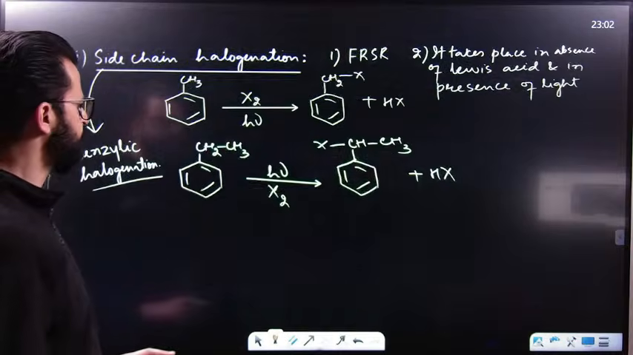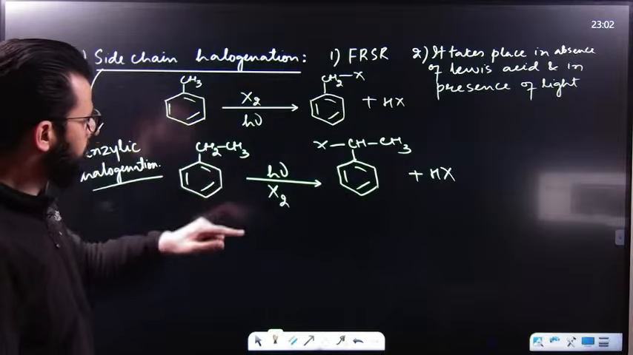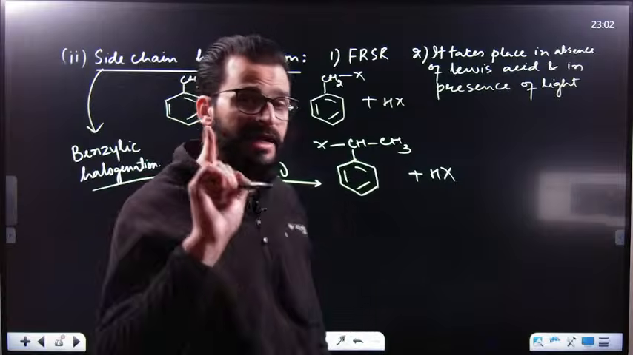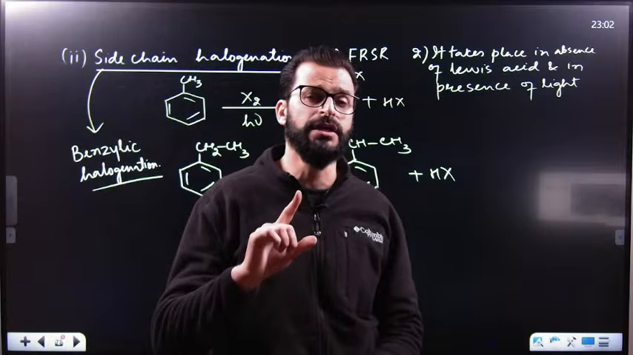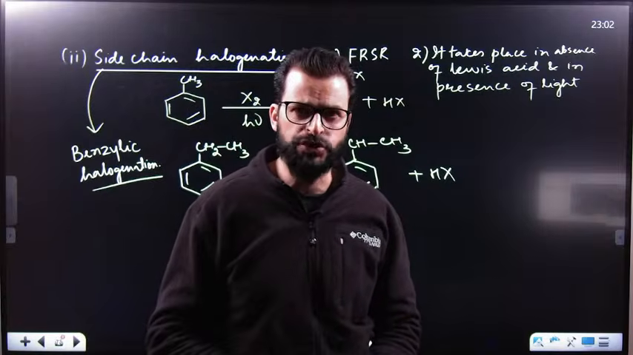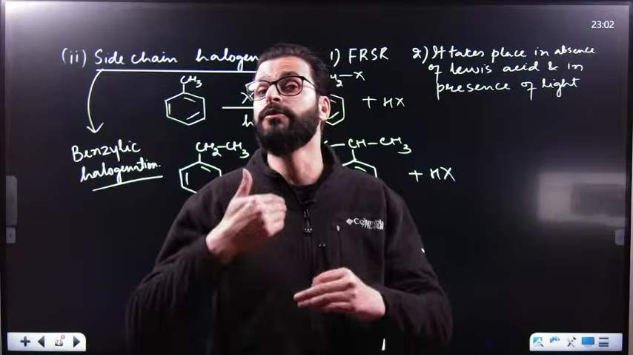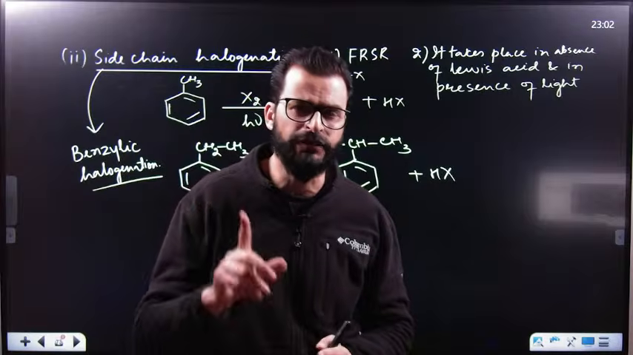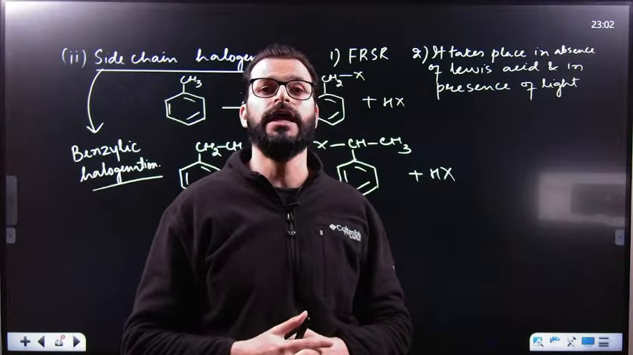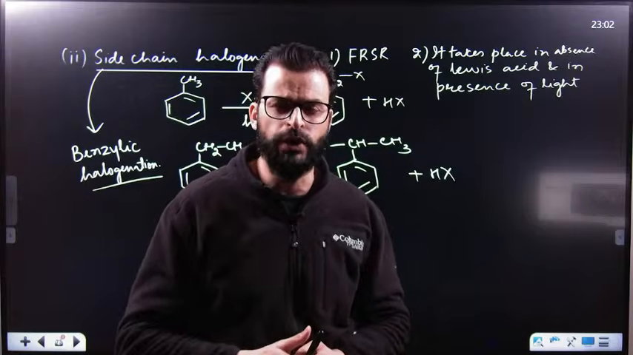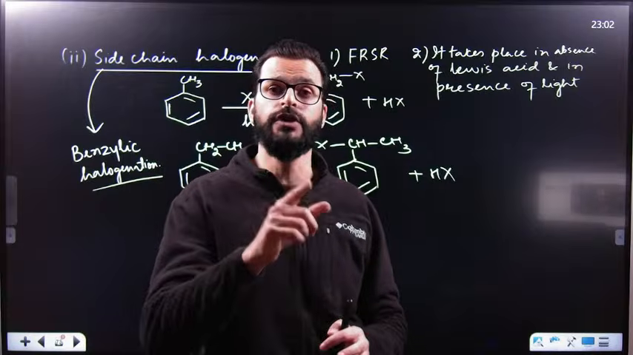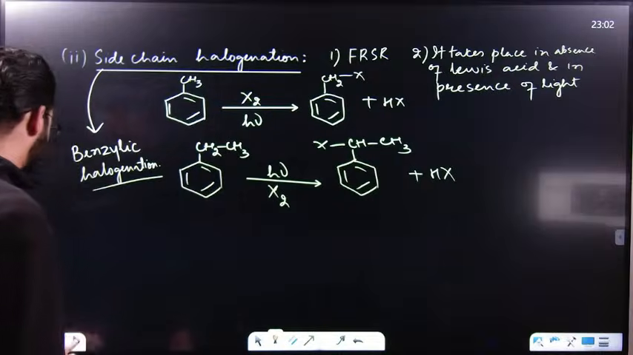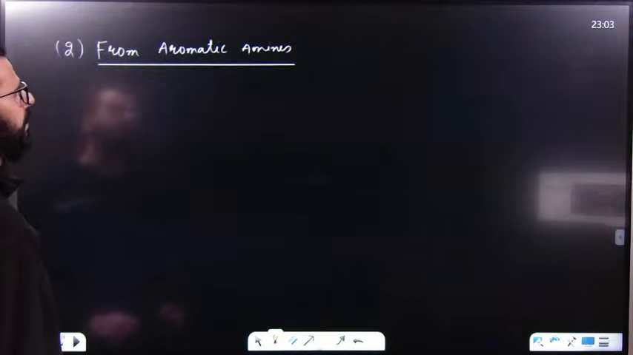Now after this reaction, remember this benzylic chlorination can also be carried out by using SOCl2, like that of allylic halogenation, or by using N-chlorosuccinimide, and benzylic bromination can take place like that of allylic bromination by using NBS. So go through allylic halogenation in hydrocarbons, you will get what I was telling you here. Now after that, next is from aromatic amines.